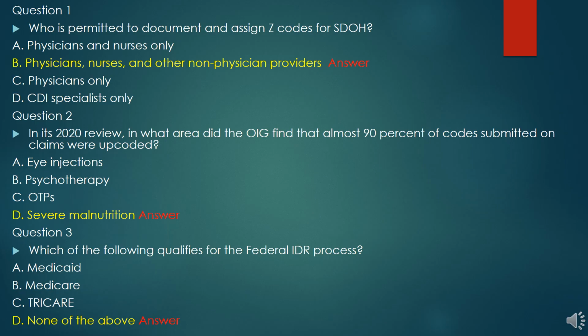Question 2. In its 2020 review, in what area did the OIG find that almost 90% of codes submitted on claims were upcoded? A. Injections. B. Psychotherapy. C. OTPs. D. Severe malnutrition.